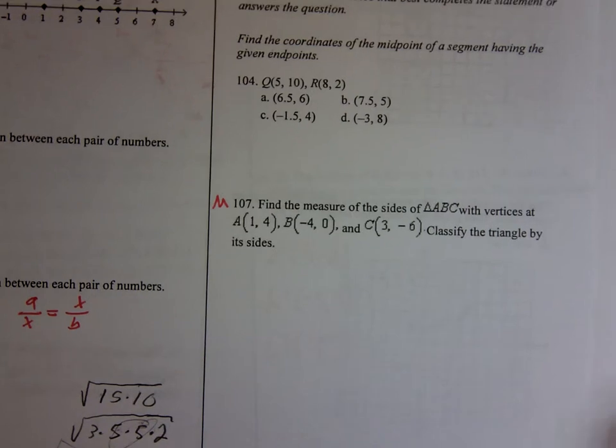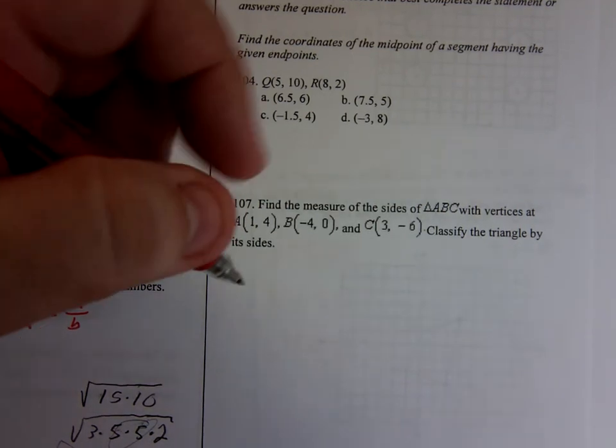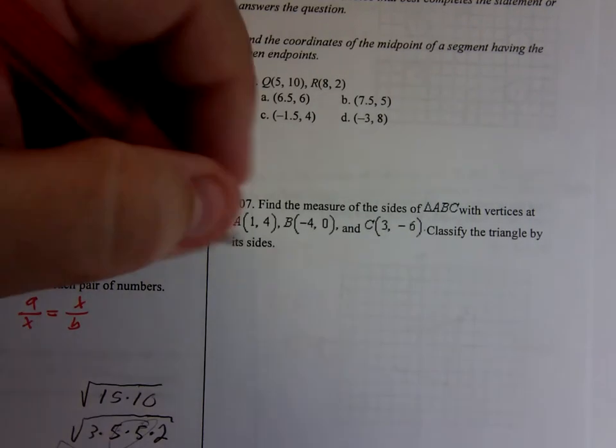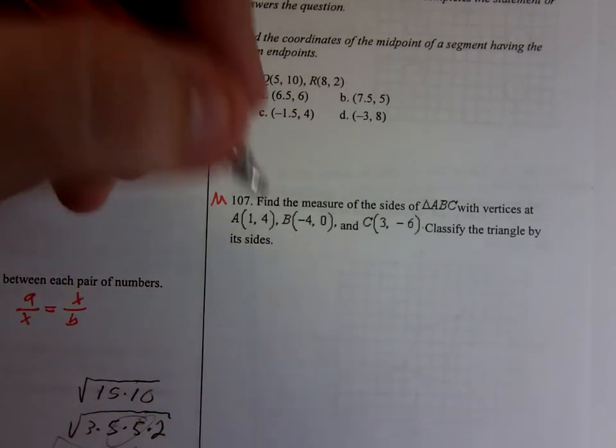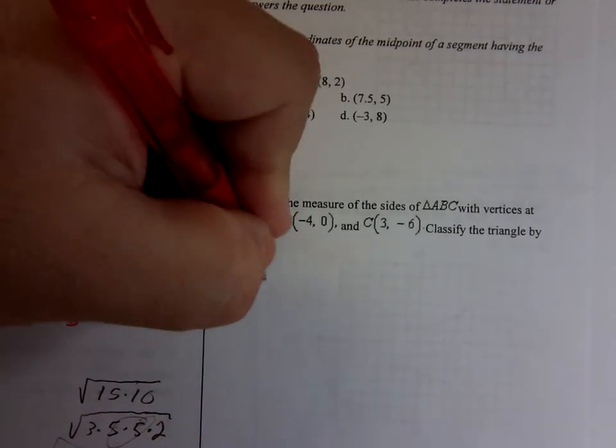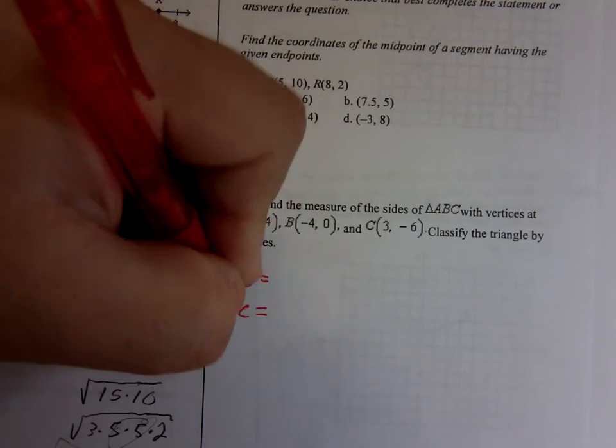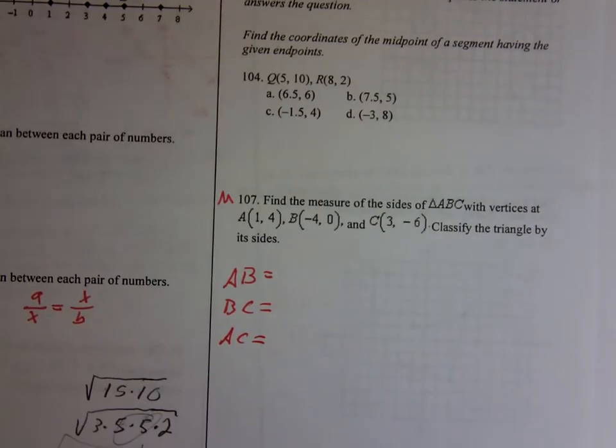Okay, here they want us to find the measures of the sides of this triangle, and then they want us to classify the triangle by sides as an obtuse, scalene, equilateral, or isosceles. That's a side classification. I'd say we could go ahead and draw a picture here, and we could work from there. But really, we're just trying to find the measure of these sides. We want to know how long AB is, how long BC is, and how long AC is. I think that you could do this in your head. I'm going to show you how.